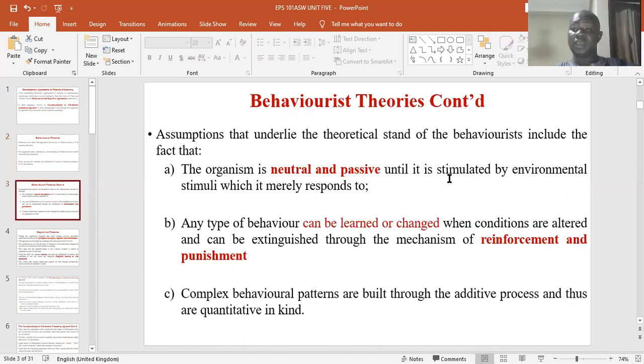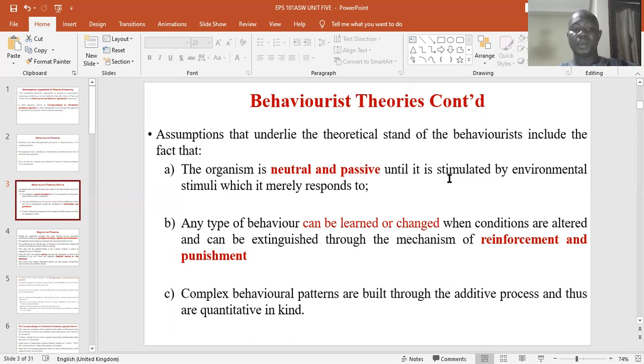According to the behaviorists, they are governed by three assumptions. When we say assumptions, it's about the principle that they hold onto. And that is the principle that guides the way and manner you and I learn, according to the behaviorists. The first principle says that the individual human learner is neutral and passive until it is stimulated by environmental stimuli or an event, which it merely responds to. It means you are just dormant. You don't know anything about the environmental event. You are just there until that environmental event called stimuli impinges on your senses or your system, then you react to it.